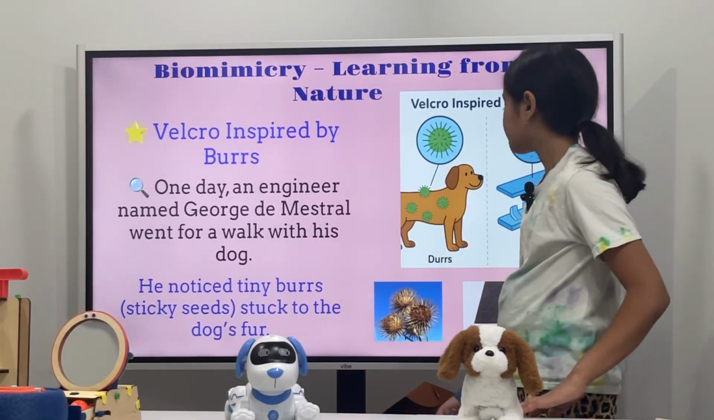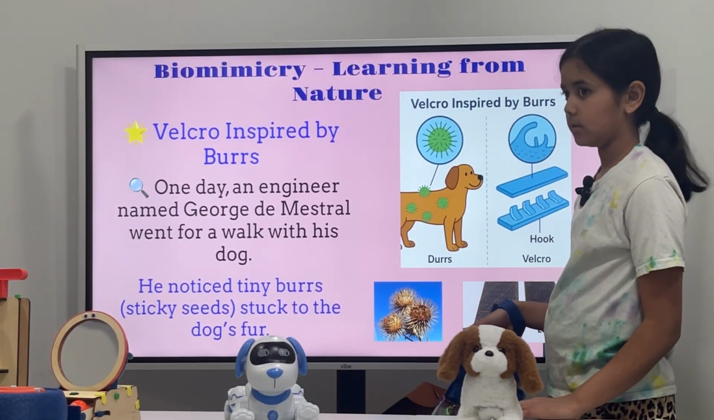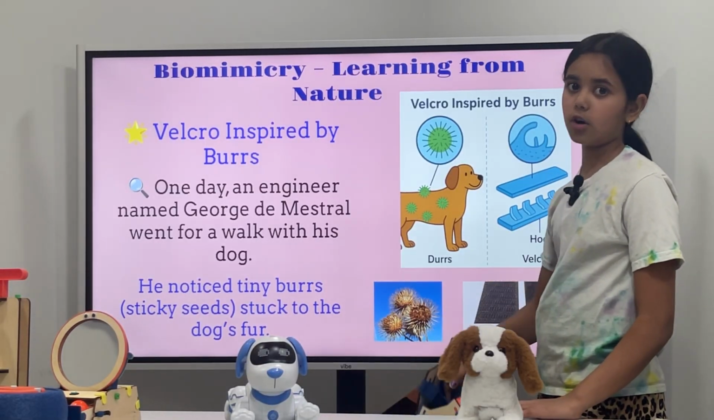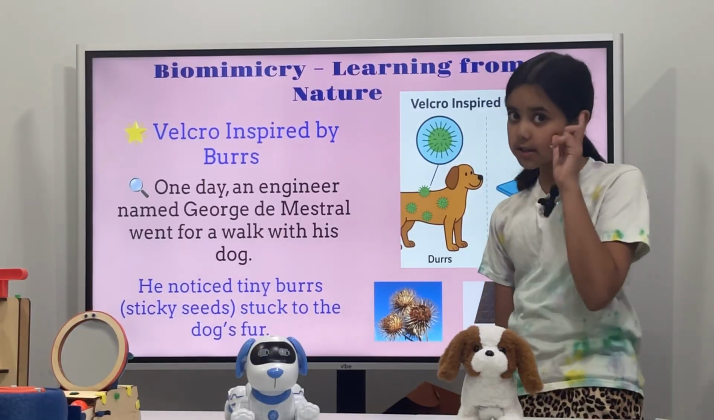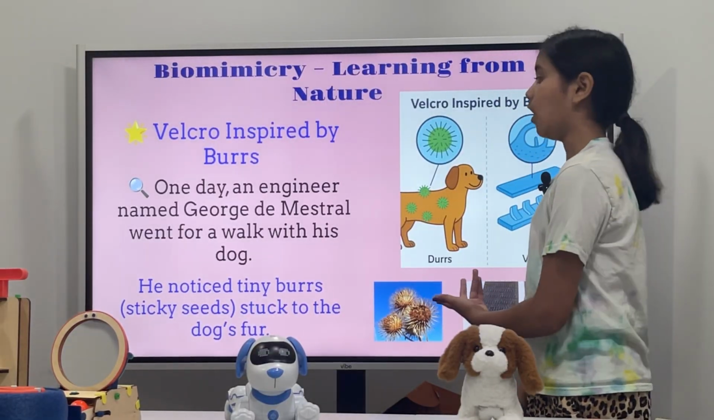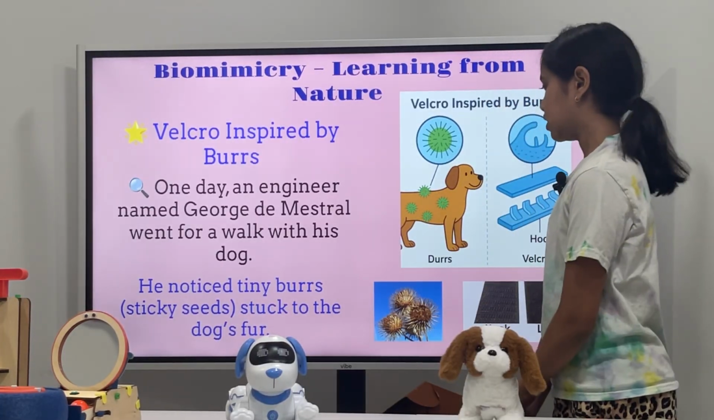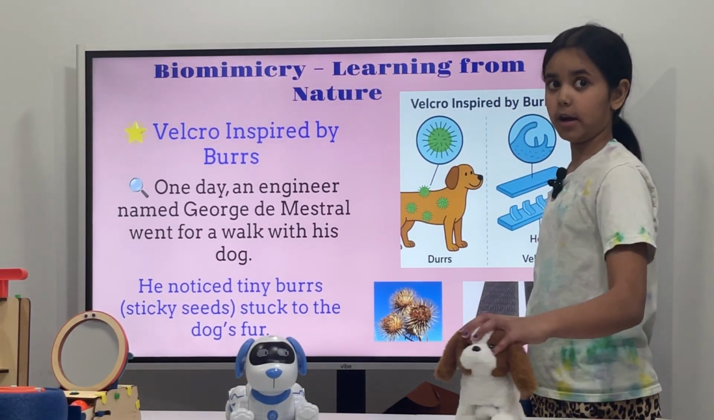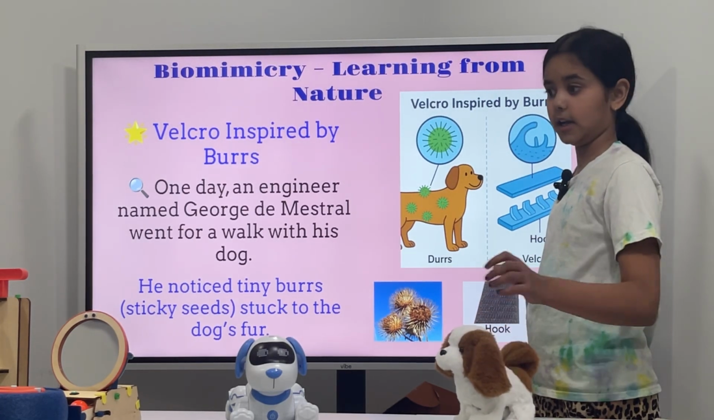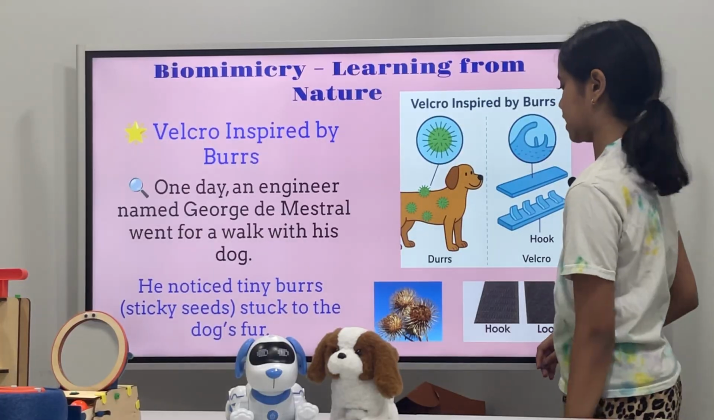But you know, Lina, that the burrs make that Velcro. Yeah. So the burrs are the hooks, and then your dog's fur is like the loops. That's genius. If I put a burr right there on fur, it would just hook on. Anyway, let's go on to the next slide.